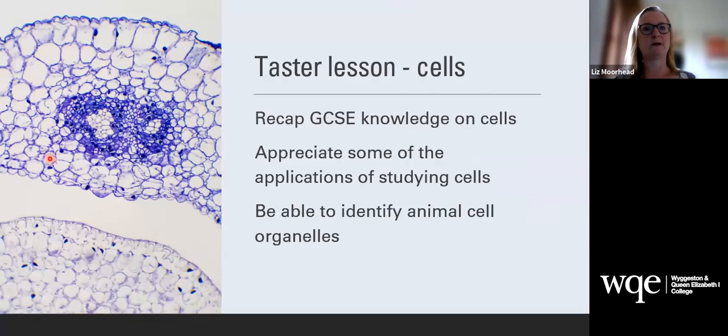All right, so hopefully that has given you some idea of why we study cells, but also the difference in detail that you'll go into between GCSE and A-level. Hopefully you've learned to identify some different organelles.